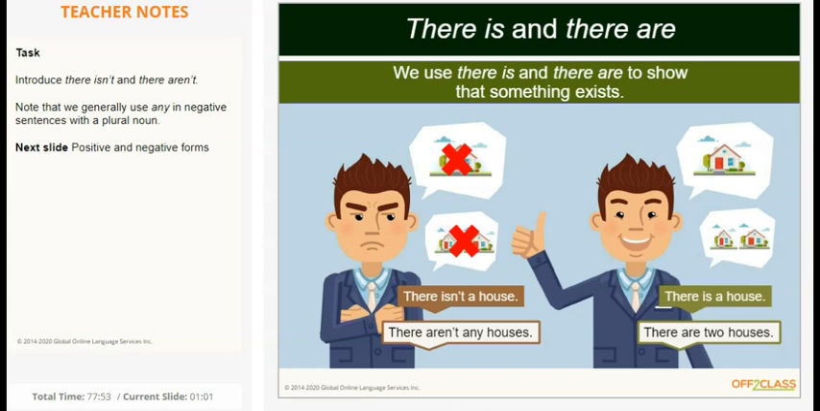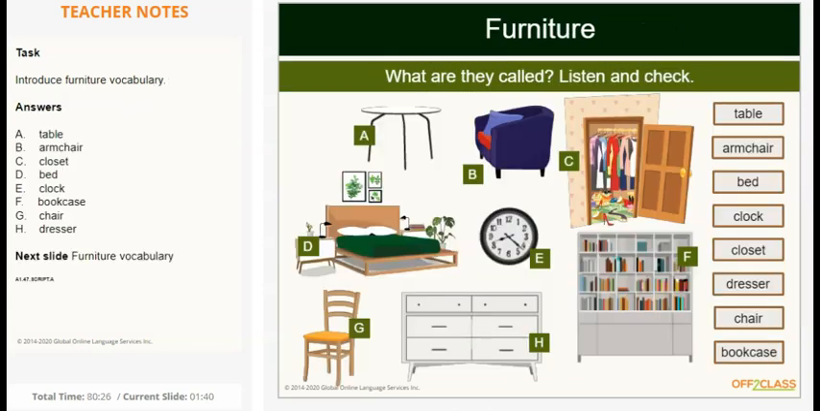So you can see the man on the left. He says, there isn't a house. That's negative. There is no house. And there aren't any houses. That's plural, meaning there's none. Then we have there is a house, which is positive, and there are two houses, again positive. Pay attention to there is for one and there are for plural.